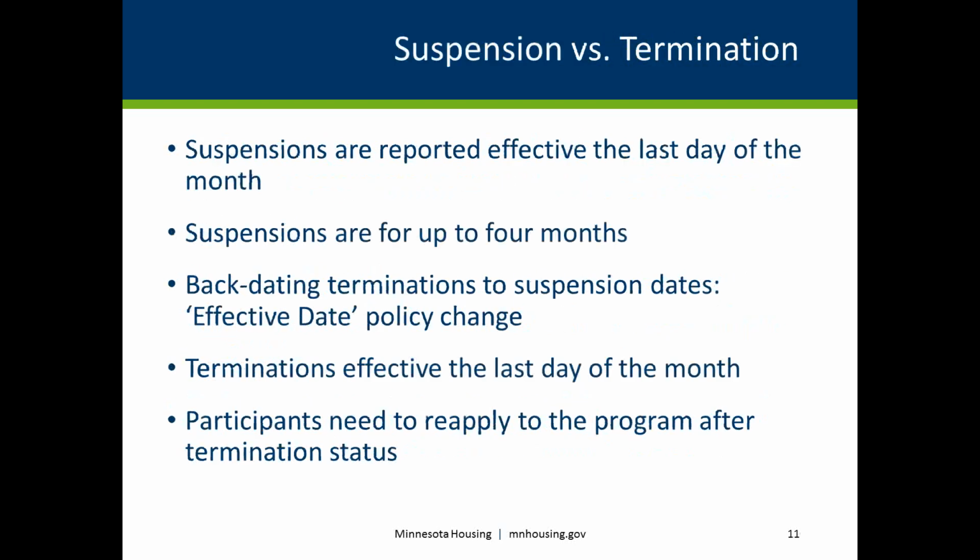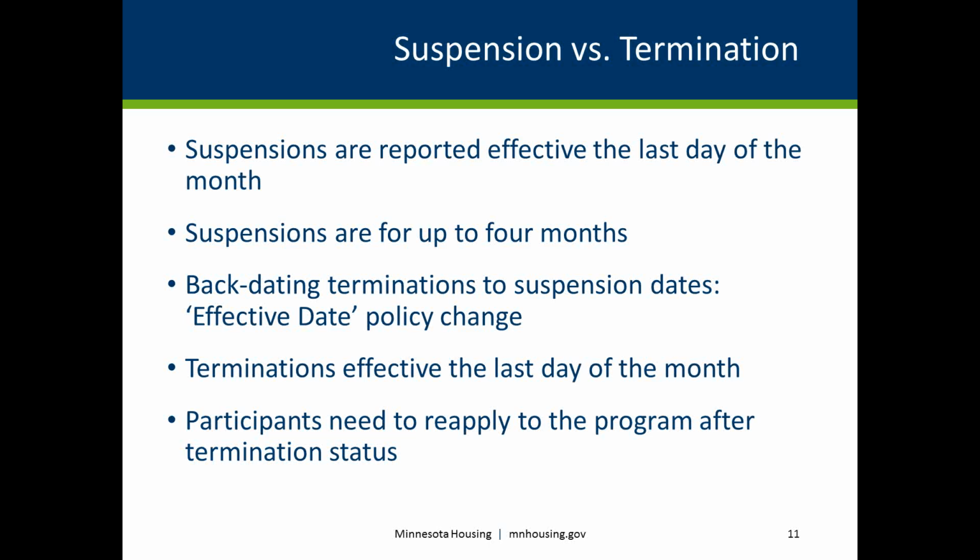Suspensions must be reported effective on the last day of the month. Current policy states that suspensions may be effective for up to 4 months. Tenants that are in suspend status can be reinstated to the program and will still be eligible to receive rental assistance without reapplying to the program, as long as the reinstatement occurs within the 4-month suspension timeframe. Please note that administrators are required to provide participants with a 60-day notice if there is no change in the second month of their suspend status. If a participant terminates after previously being in suspend status, the termination must be reported following the suspension period.